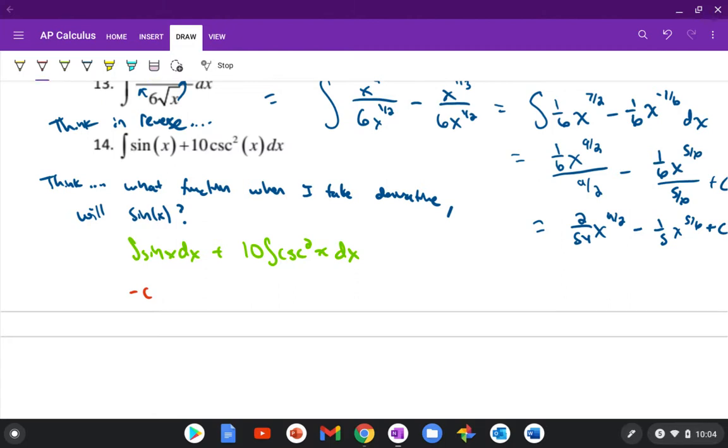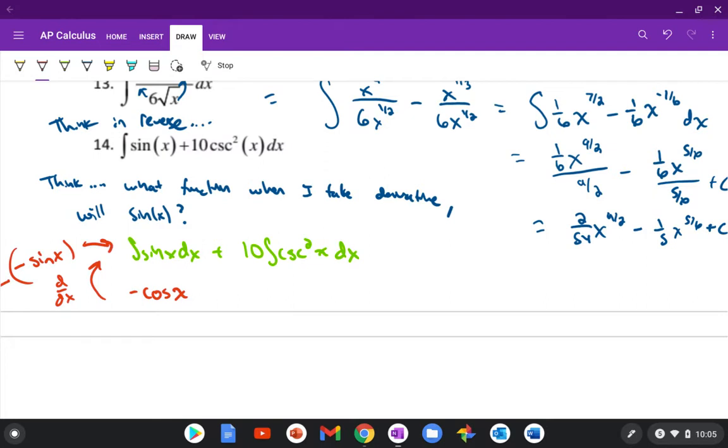Minus cosine of x. And how we can figure that out is if we were to go in reverse. If I were to go back up to there and take the derivative of minus cosine x, well, the derivative of cosine is minus sine, so I'd get minus minus sine of x, right? Because I have the negative and the derivative of cosine is minus sine. So minus minus sine of x, which is sine of x.